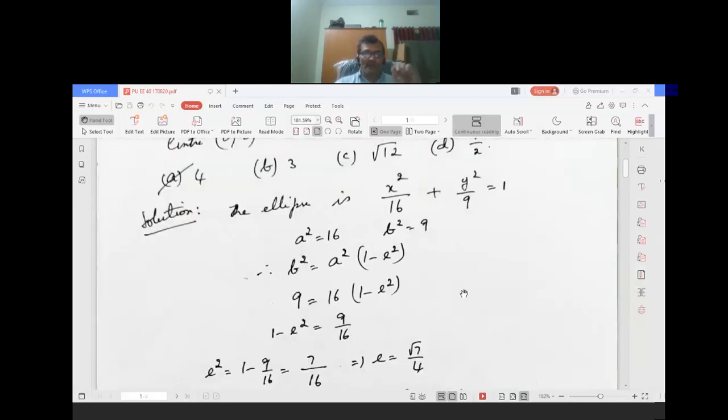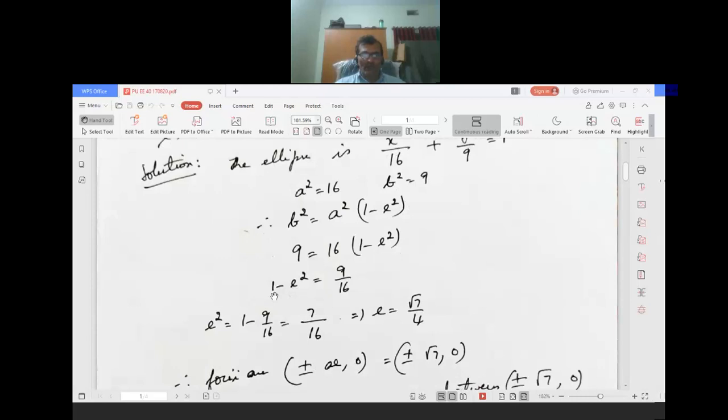Okay, now here the ellipse is x squared by 16 plus y squared by 9 equals 1. The general form of the ellipse, basics you should know, I have been telling every time. I am only solving important questions. So x squared by a squared plus y squared by b squared equals 1. So a squared is 16 and b squared is 9. So b squared equals a squared into 1 minus e squared. So here 9 equals 16 into 1 minus e squared. So 1 minus e squared equals 9 by 16. Okay. So e squared equals 1 minus 9 by 16, that is 7 by 16.